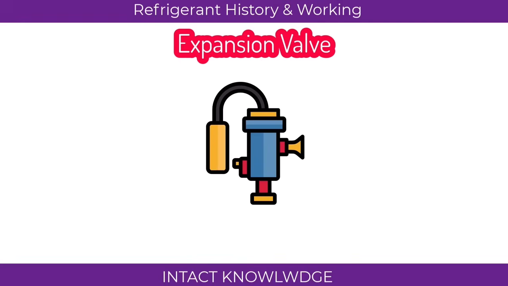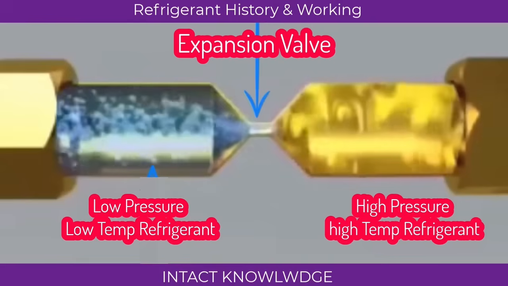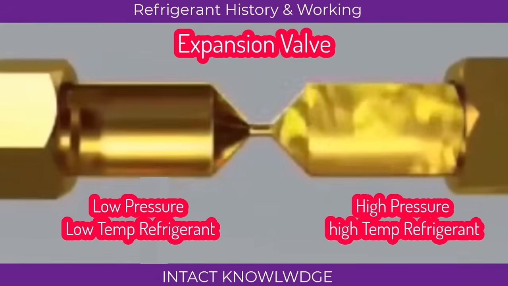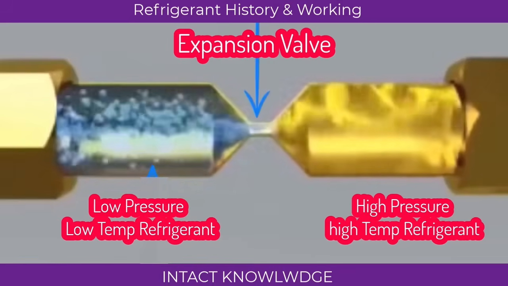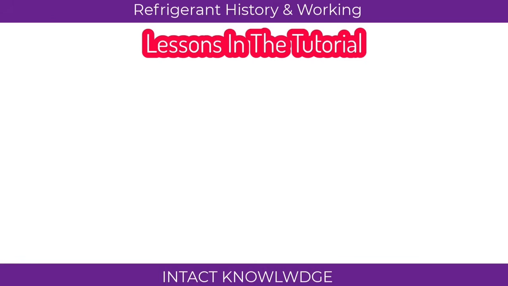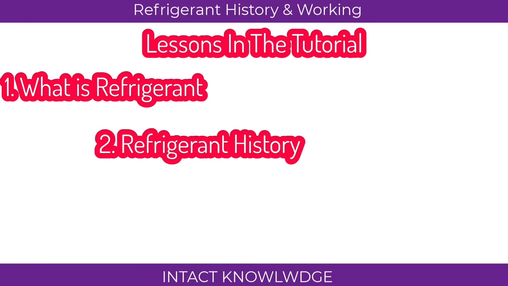Then finally, the refrigerant goes inside the expansion valve. When the refrigerant passes through the expansion valve, its pressure will decrease. Due to the decrease in pressure, its temperature also decreases a lot. Now, when the refrigerant comes out from the expansion valve, it will be at low pressure, very low temperature, and liquid state. Then, it goes back into the evaporator. Thus, it will continue.